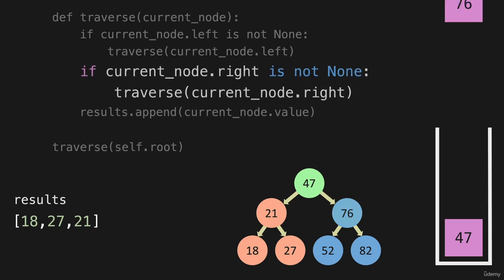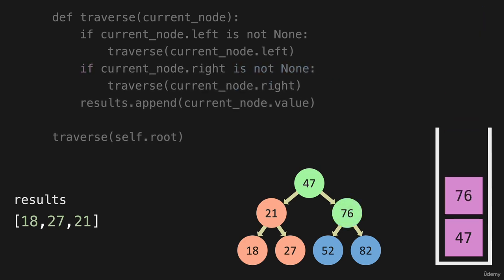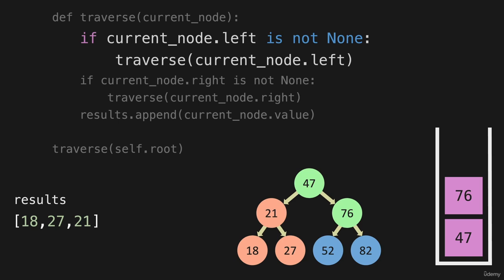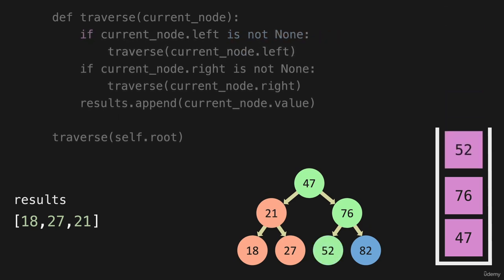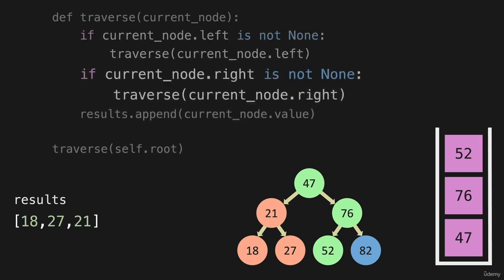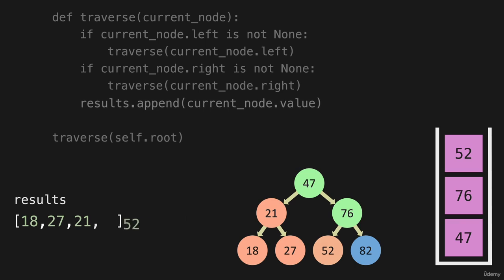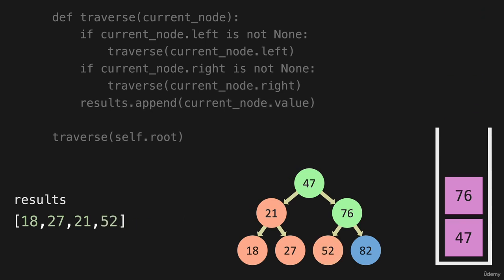So now we'll run traverse on the 76 node, and the 76 node will look to the left to see if there is a node there. There is the 52 node, so we'll add that to the call stack. The 52 will look left, it will look right, and finally append its value like that, and we can pop that from the call stack.